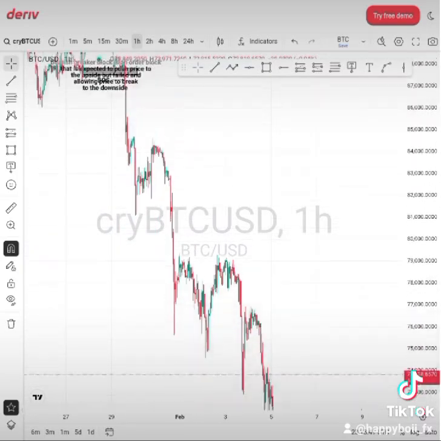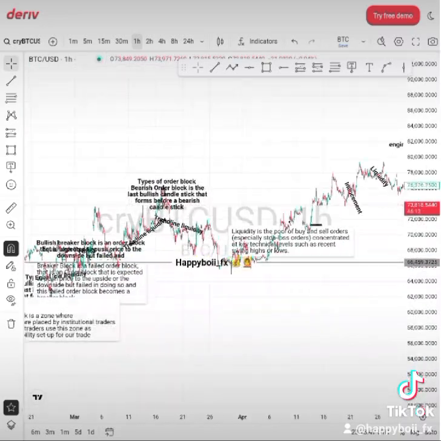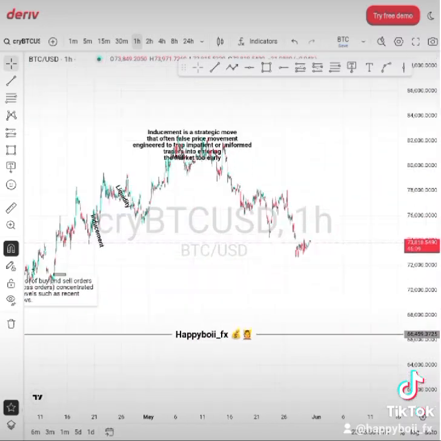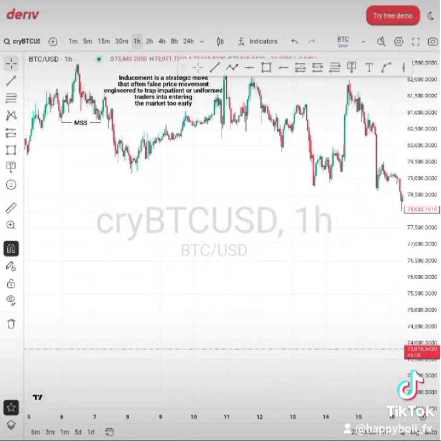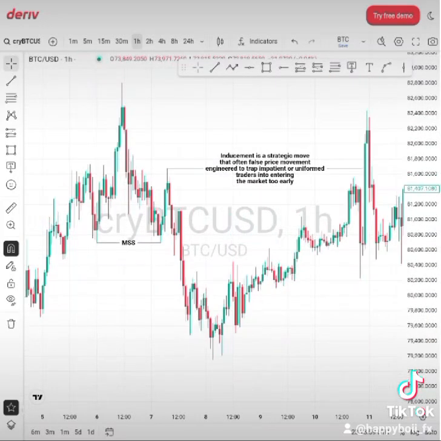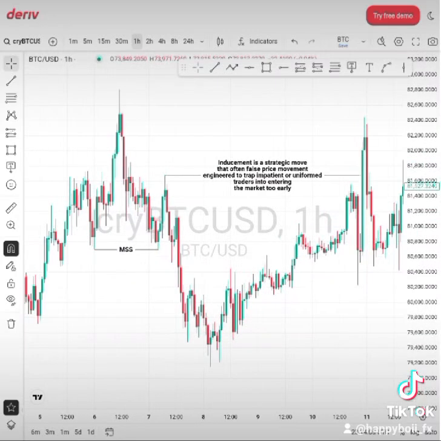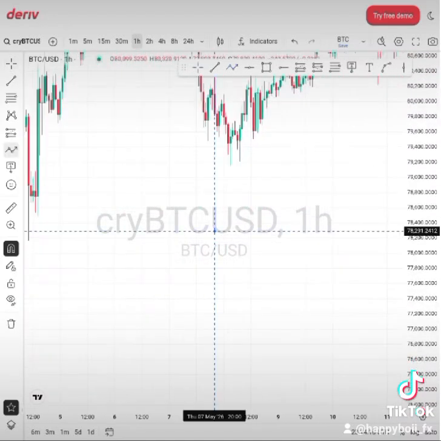inducement and liquidity. So this is an example of an inducement. An inducement is the first pullback made after a break of structure, which is this. This inducement is a strategic move that often forces price movements engineered to trap impatient or uninformed traders into entering the market too early. Let me give you guys an illustration of an inducement.